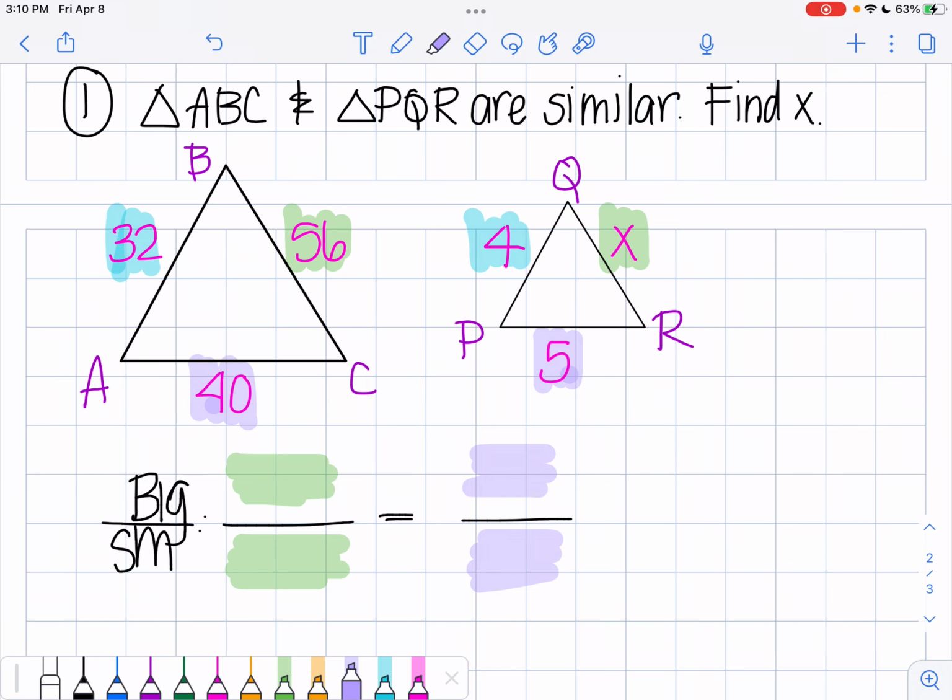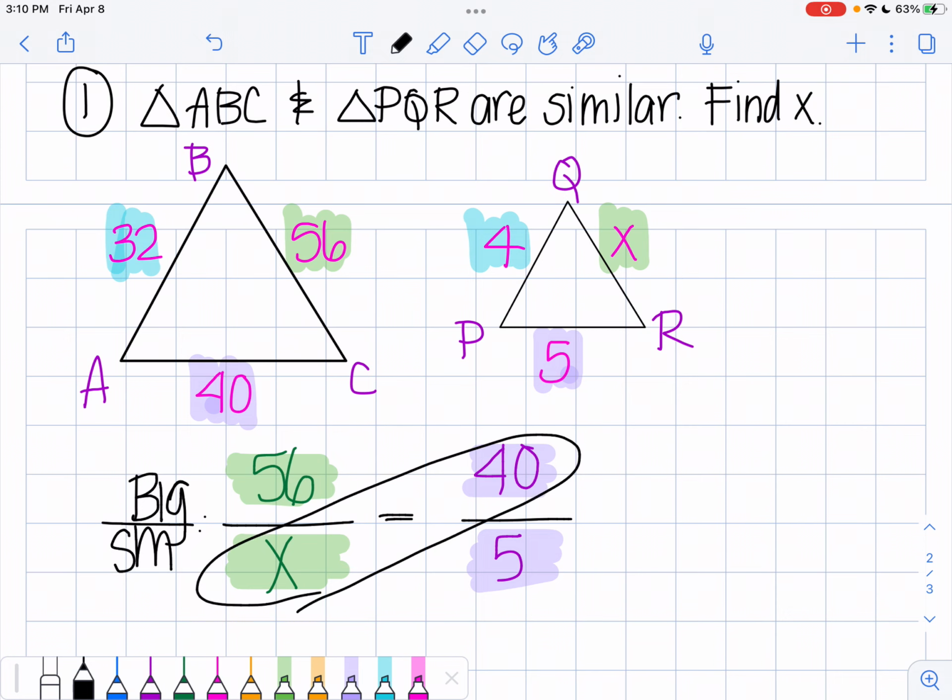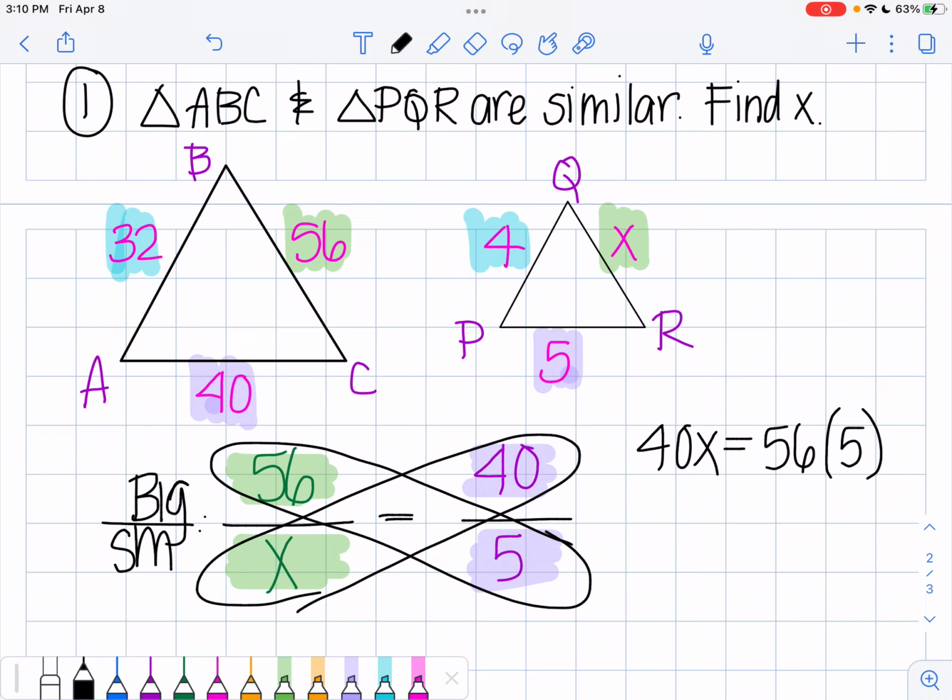Okay, so in my big triangle, my green side is 56. And in my small triangle, my green side is X. In my big triangle, my purple side is 40. And in my small triangle, my purple side is 5. When we solve a proportion, we cross multiply. So I'm going to multiply these together and set it equal to these. So I have 40 times x is equal to 56 times 5.